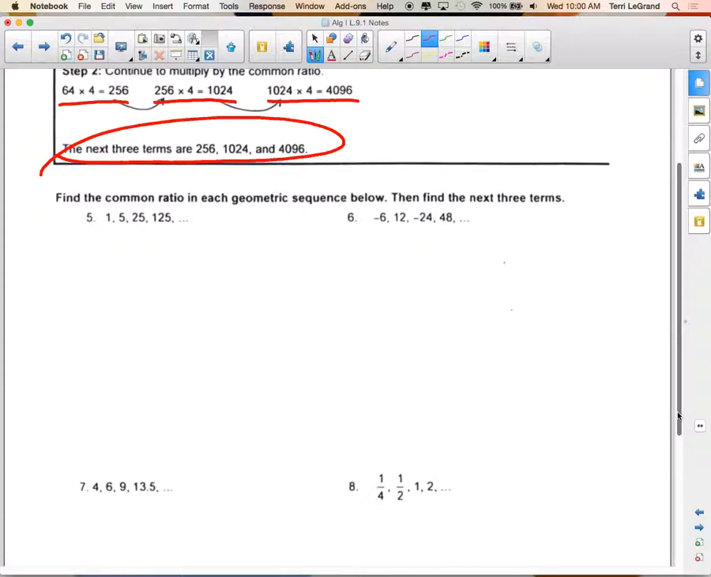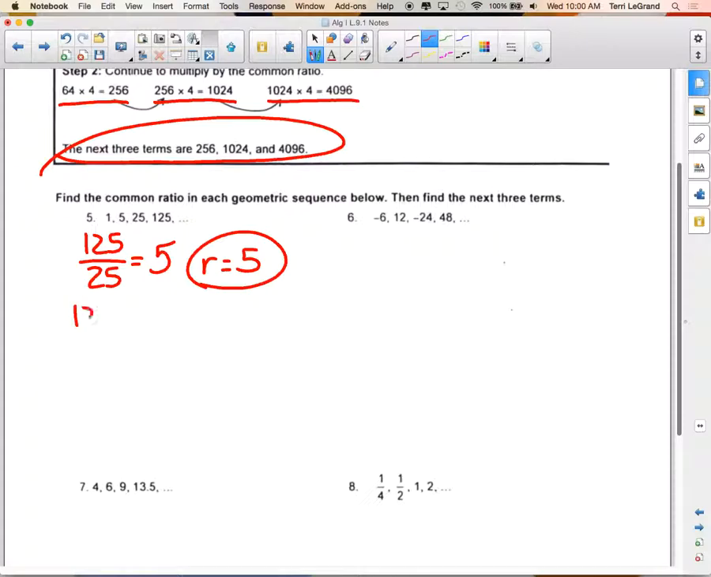So which 2 terms do you want to use to find the R? 125 divided by 25. Andrew's going to make us work. Okay. 125 divided by 25 is? 5. So R equals 5. Okay, there's our common ratio they wanted us to find.